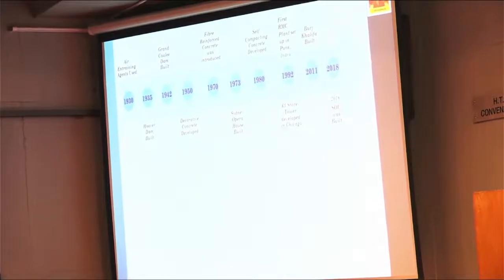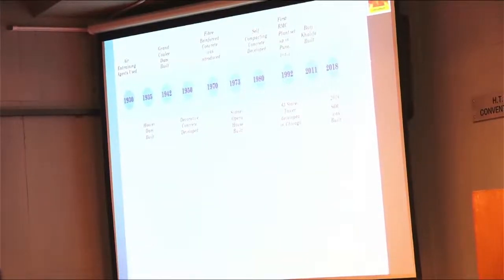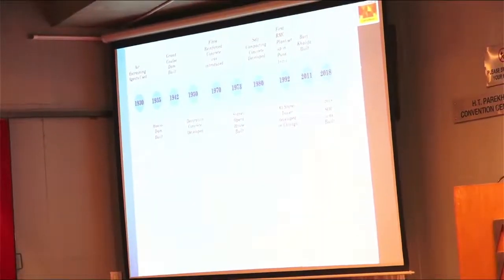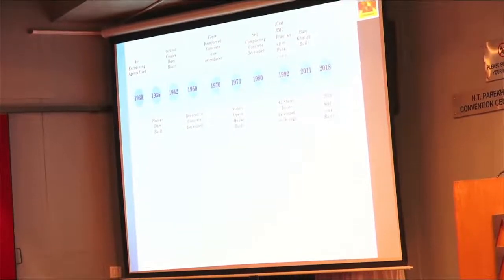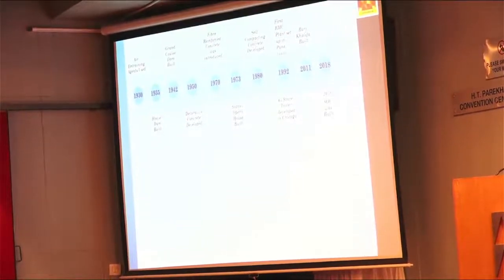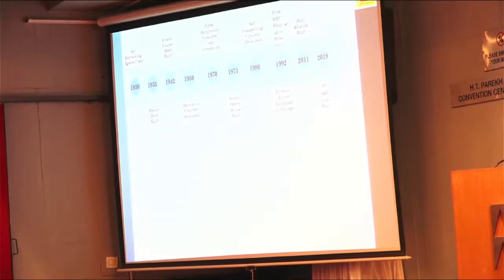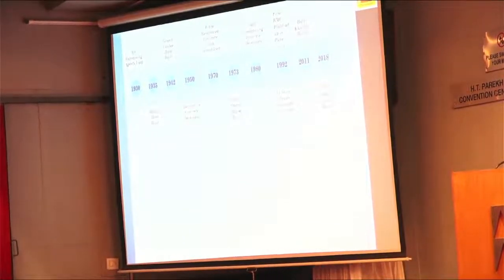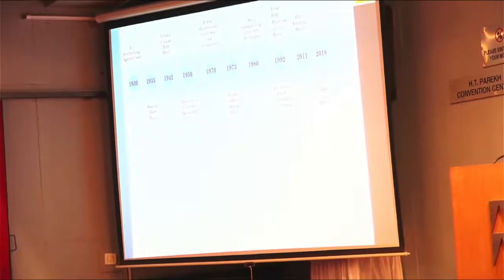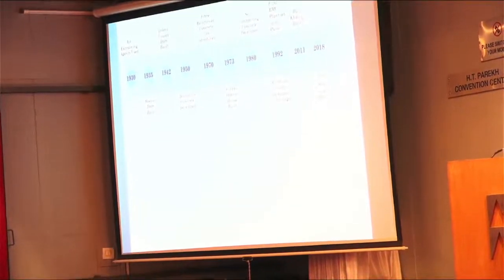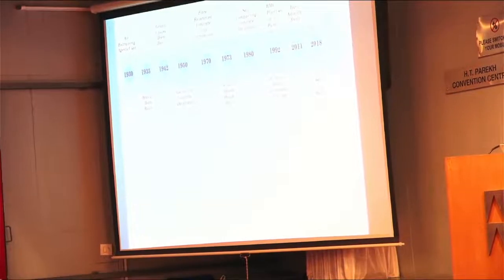In 1950, decorative concrete was developed in America. Decorative concrete at that time meant color concrete. You put a pigment in the concrete and that becomes your decorative concrete at that time. In 1970, fiber reinforced concrete was introduced because there was mass construction going on everywhere, and mass construction always leads to cracks in the structure. So this fiber reinforced concrete was introduced at that time.